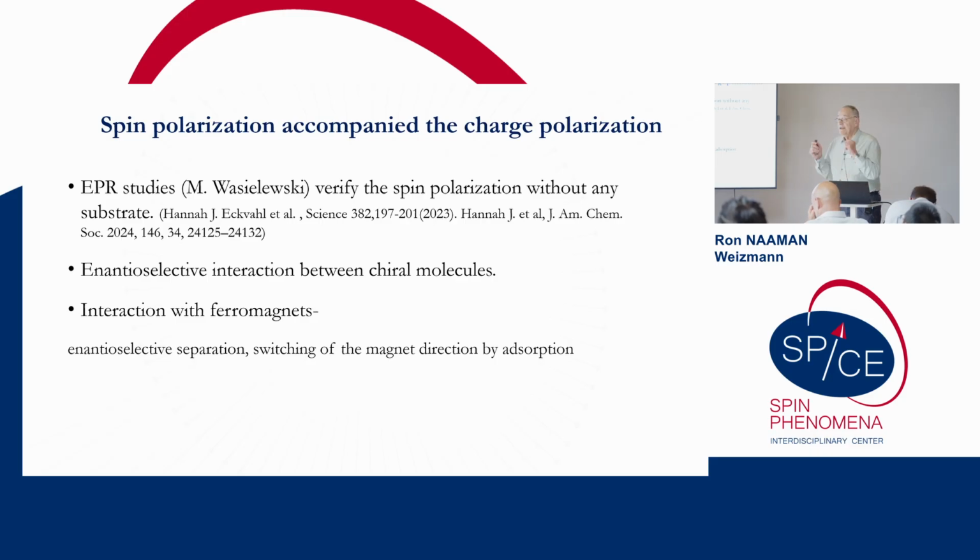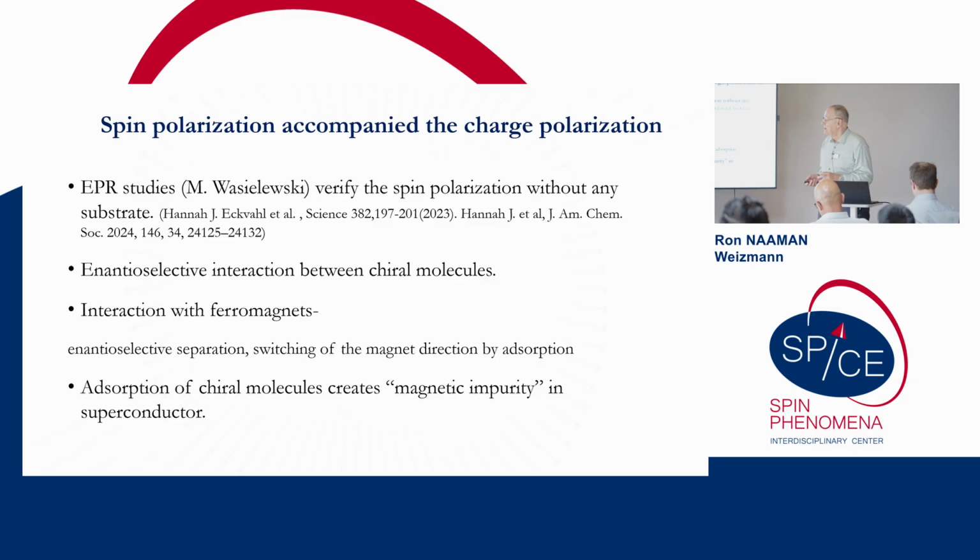The second thing is that now we expect to have a special type of interaction with a ferromagnet. I'm not going to elaborate on it, but we use it, for example, to separate enantiomers. We can separate between left-handed or right-handed enantiomers by adsorbing them on a ferromagnet. One enantiomer will adsorb more with the ferromagnet pointing in one direction, and the other with the ferromagnet pointing in the opposite direction. So there are many implications and applications for this effect.